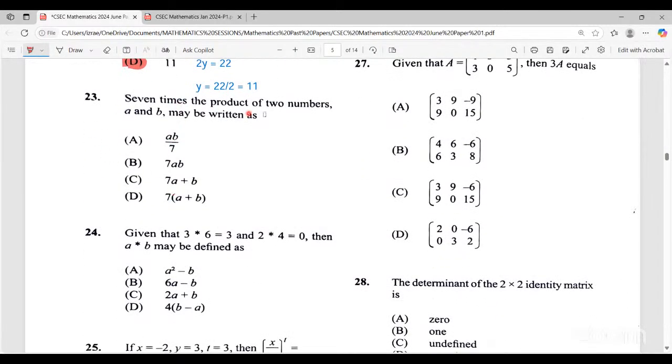Number 23, 7 times the product of two numbers A and B may be written as. The product of two numbers A and B would be AB, and 7 times that would be 7AB. So that's B.